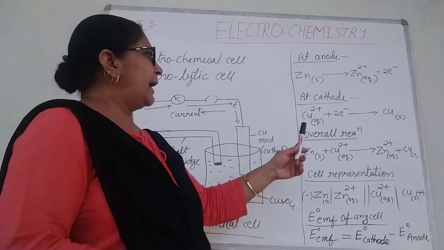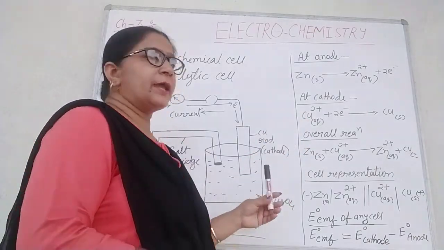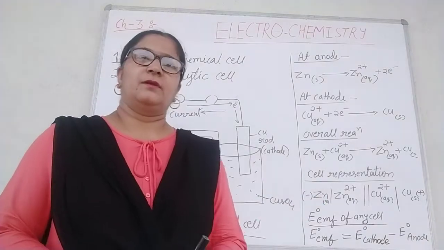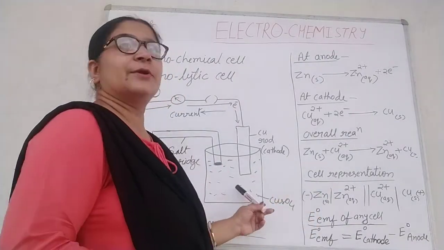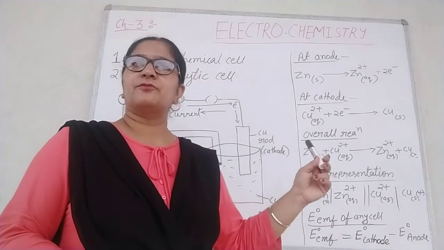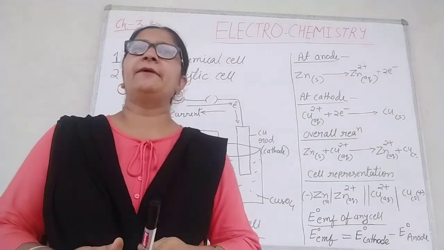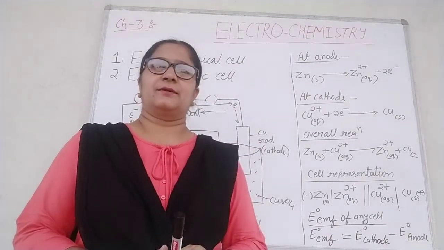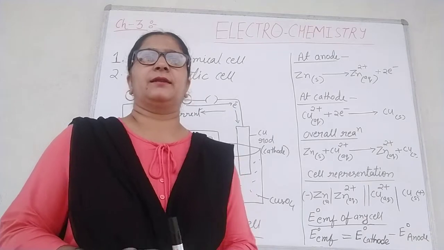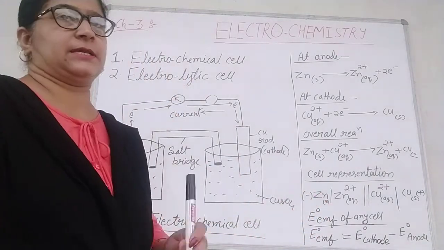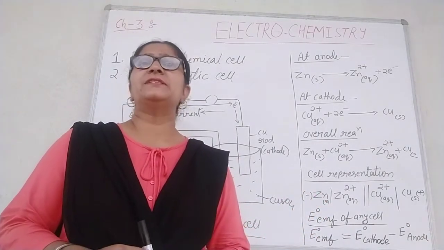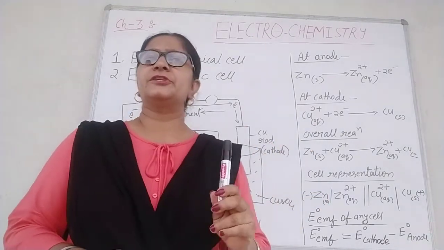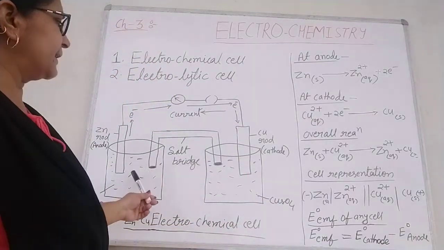Same way, at cathode, copper ions from the solution will move towards the rod. They will take electrons from the rod and they will get deposited as copper on the rod. As a result, the concentration of copper ion in the solution will decrease.